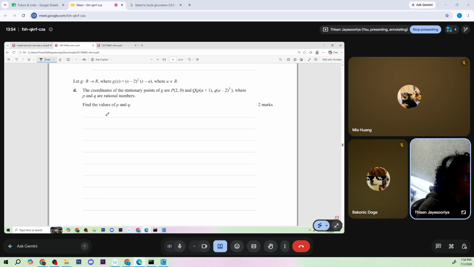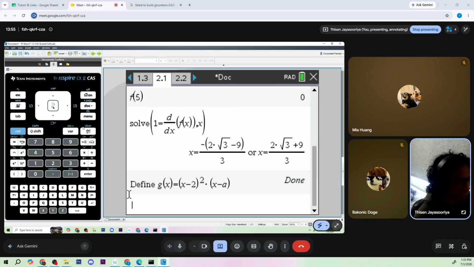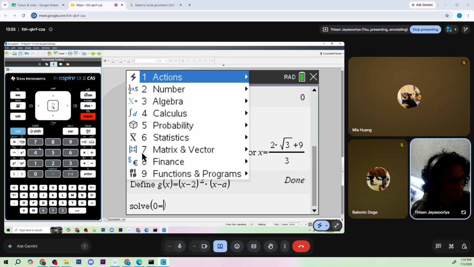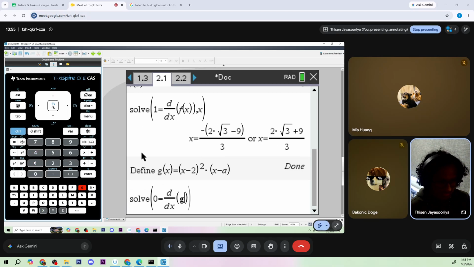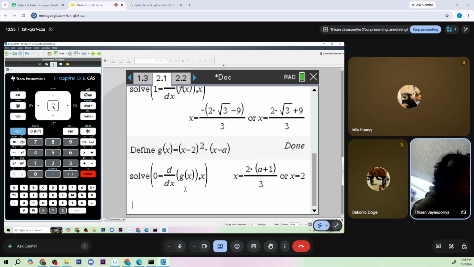It says here, find the coordinates. So the coordinates of the stationary points are P and Q. So we're told these two stationary points. It says find the values of P and Q. We know that they're going to be the stationary points. So let me differentiate g of x. So here, 3, 1, 0 equals 4, 1, x, g of x, comma x. Yeah? So this is the positions of the two stationary points.